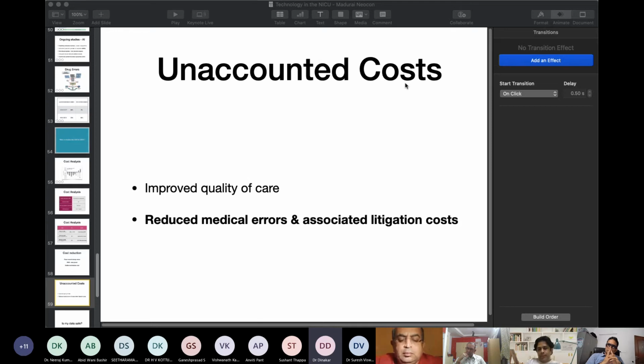Then my question, somebody can answer me about the feeding syringe or infusion pump.